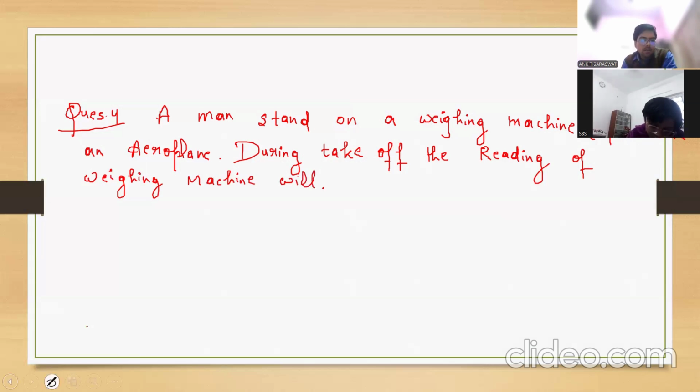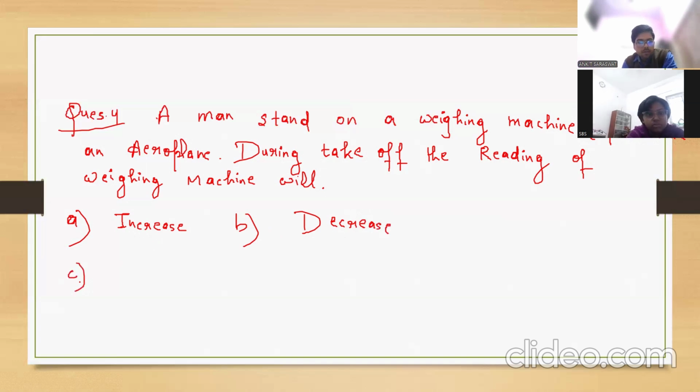Clear. First option increase, option B decrease, option C first increase and then decrease.